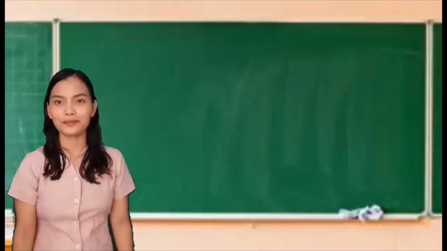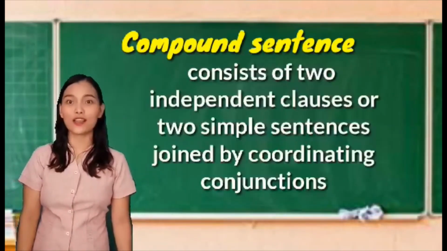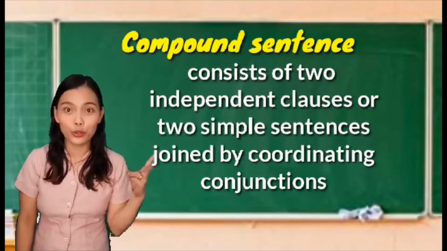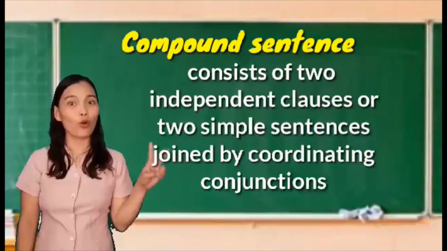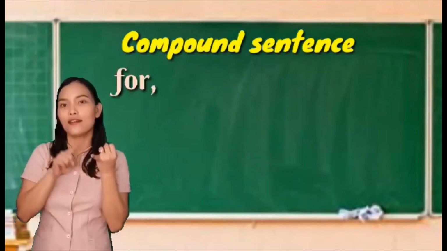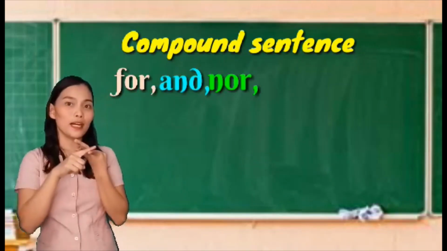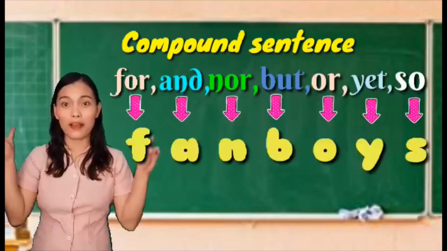One way of combining ideas is a compound sentence. A compound sentence consists of two independent clauses or two simple sentences that are joined by coordinating conjunctions for, and, nor, but, or, yet, so. We call them fanboys.